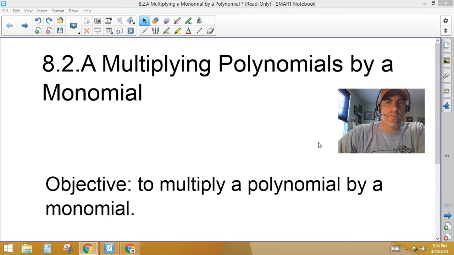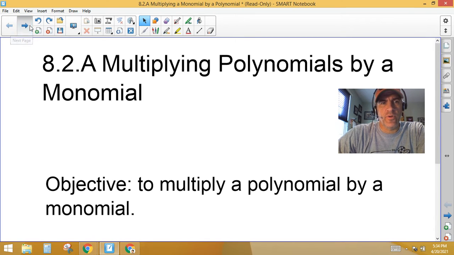Hey everyone, on to the next one, A2A, multiplying polynomials by a monomial. And that's what our objective is. We're just going to be multiplying some monomials and polynomials together. It could be a monomial with a monomial, monomial with a binomial, monomial with a trinomial. That's pretty much it. That's what we're doing here.